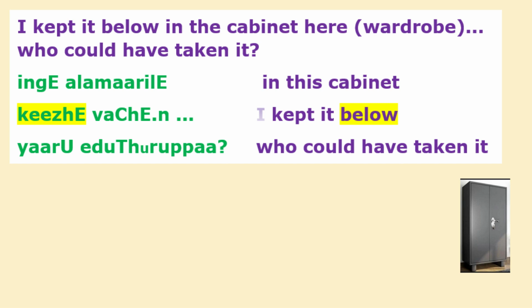So alamari can be a wardrobe, shelves, a closed shelf, or a cabinet. A wardrobe is where you put your clothes or your jewels, anything. It's a very collective term. Alamari, you can look at the picture there. Kira vachen, I kept it below. Yaar edthirpa, who could have taken it? Inga alamarila kira vachen, yaar edthirpa?